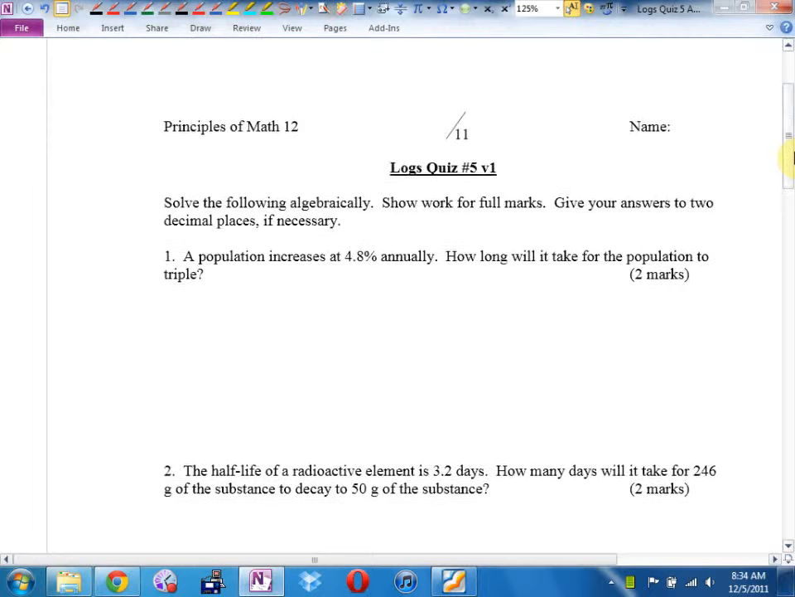Population increases at 4.8% annually. It's a population, so this is an exponential growth equation, and I'm going to write this down. And I'm going to list my data. I think C, if it's increasing at 4.8%, is going to be 1.048. Annually is telling me my growth period. My growth period is every 1 year.